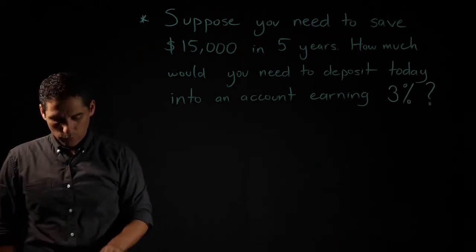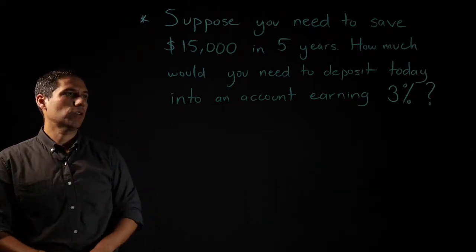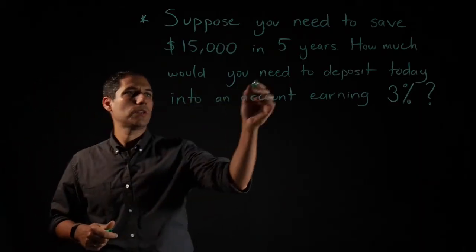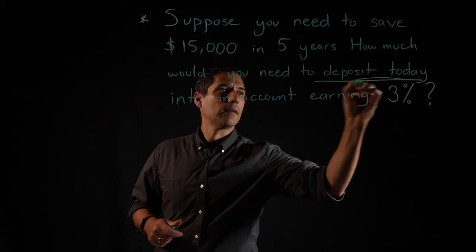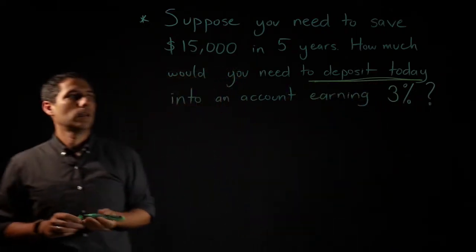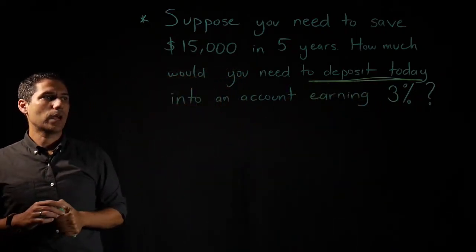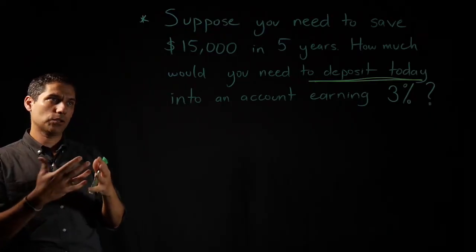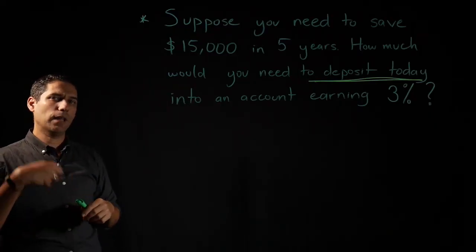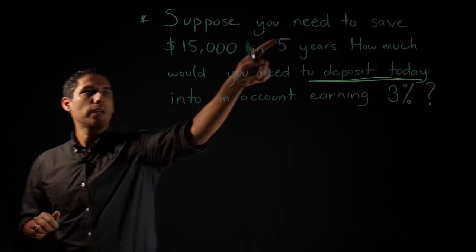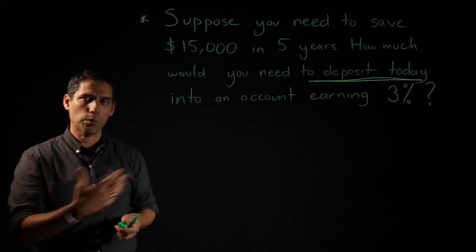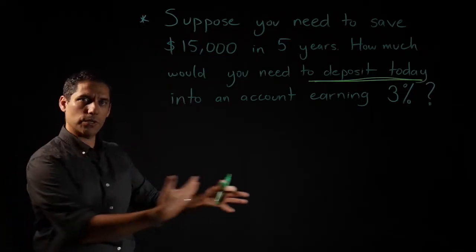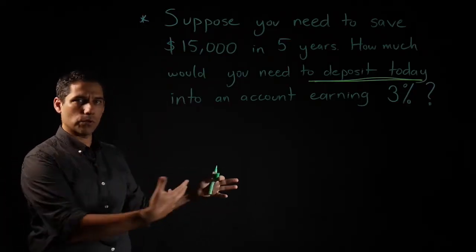Remember, unless otherwise stated, we assume this is the annual interest rate. And if we read the question carefully, the question is, how much would you need to deposit today? And so we are being asked how much we need to deposit today, and that implies one deposit, in order to have $15,000 in 5 years. So this is a single cash flow problem, right?